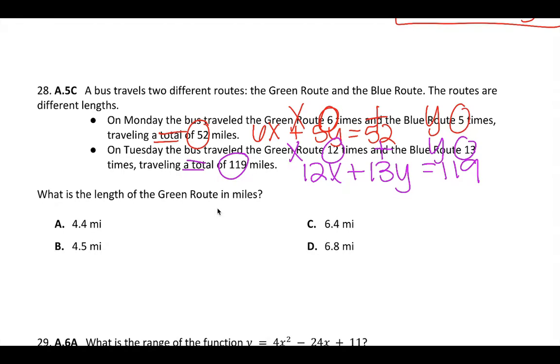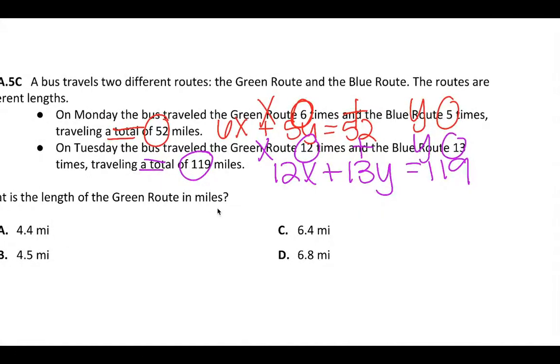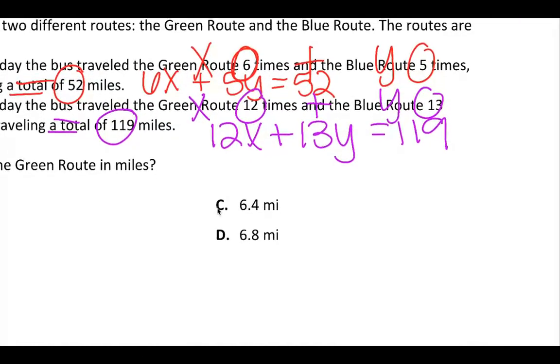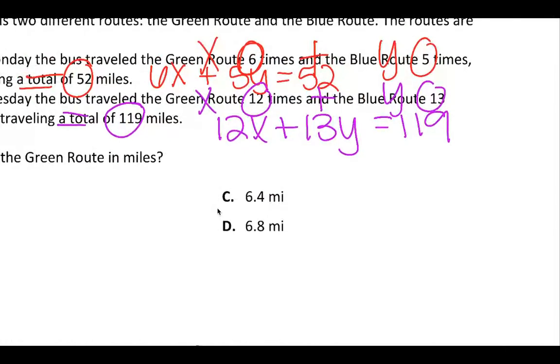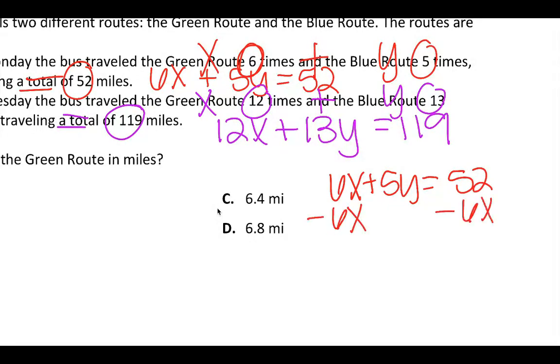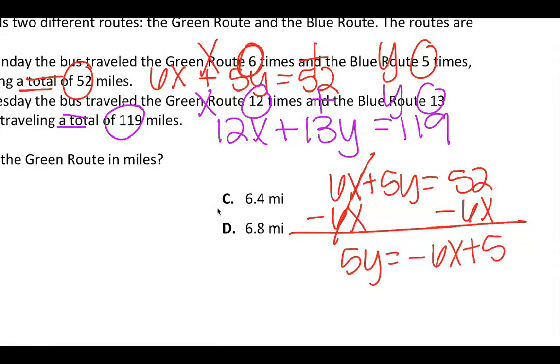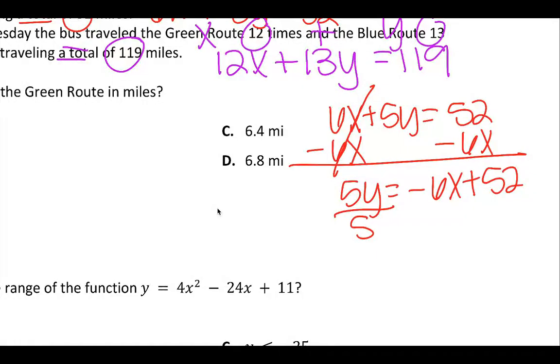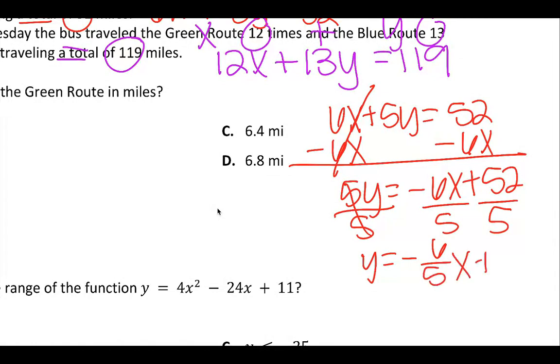I would solve these both for y and plug them in. Or you could do substitution, elimination, but I'm thinking most of us are going to solve for y and put it in Desmos. Plus 5y equals 52. I'm going to subtract 6x. There goes negative 6x plus 52. And divide everything by 5. And since we're plugging in Desmos, we don't have to really simplify anything. It's 52 over 5, so that's the first one.